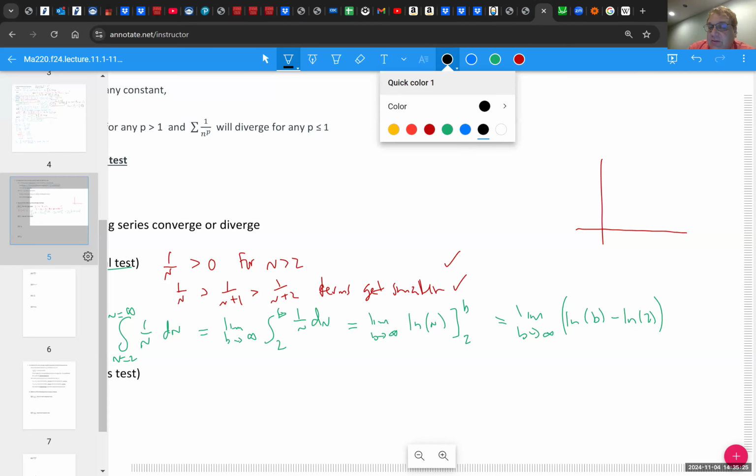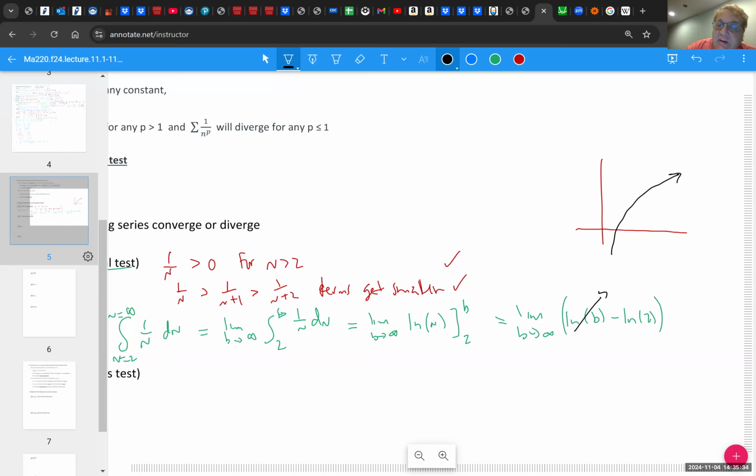Natural log looks like this. It heads off to infinity kind of slowly. So ln of infinity goes to infinity. Infinity minus a number is still infinity. So this is equal to infinity. In other words, this integral diverges. It doesn't equal a number.